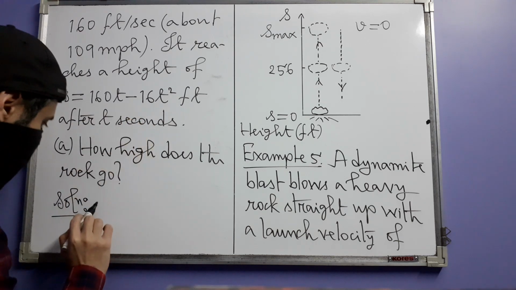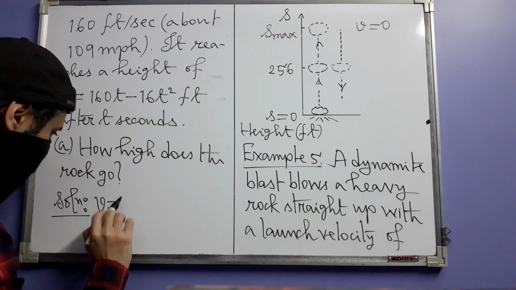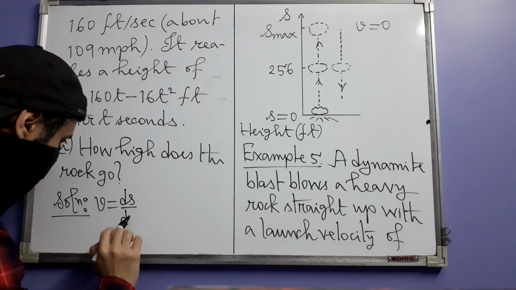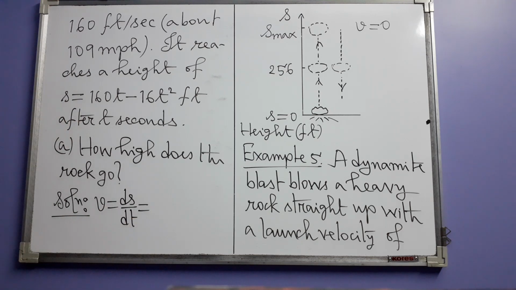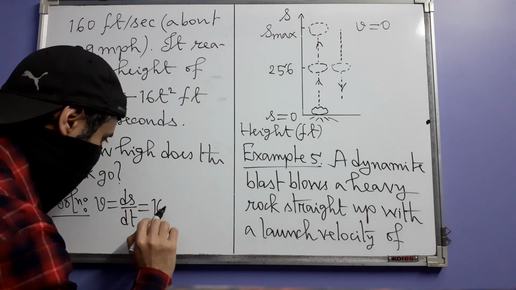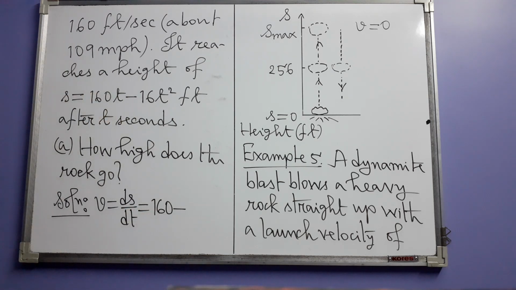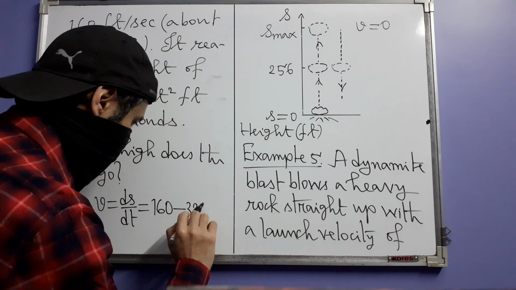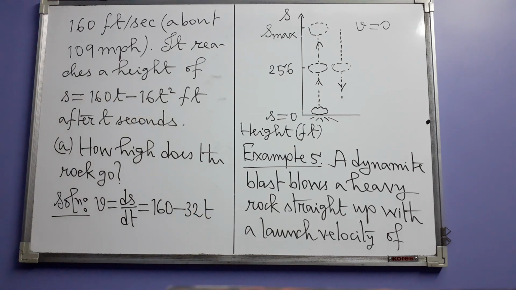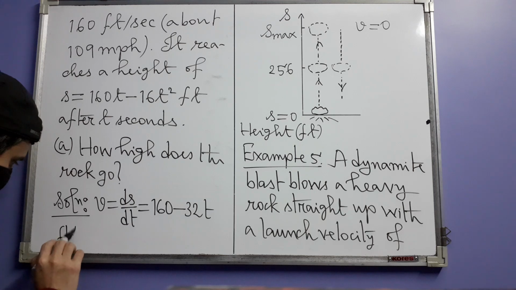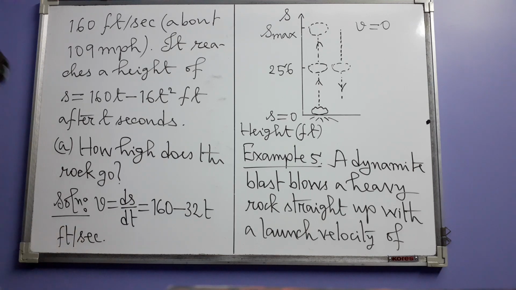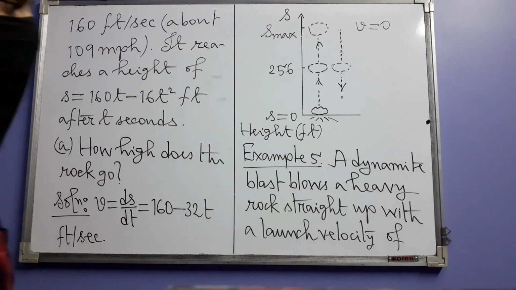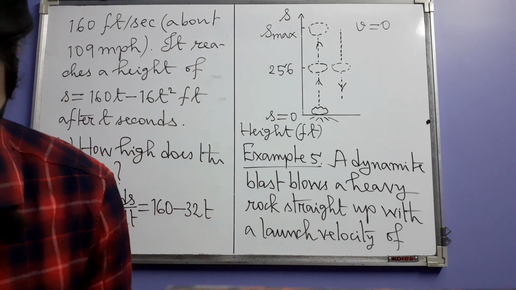So, what is v from this? It is ds dt. Using all the differentiation rules, this is what we get. And if we want to write the units, feet per second. Now we solve the equation v equal to 0 for t.